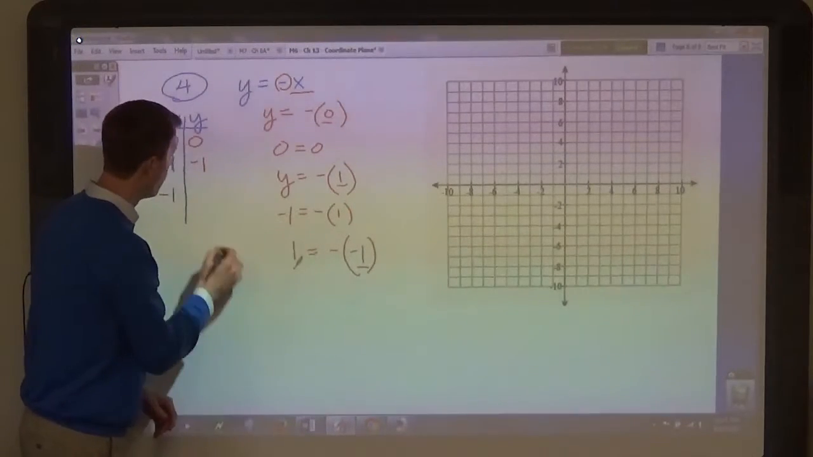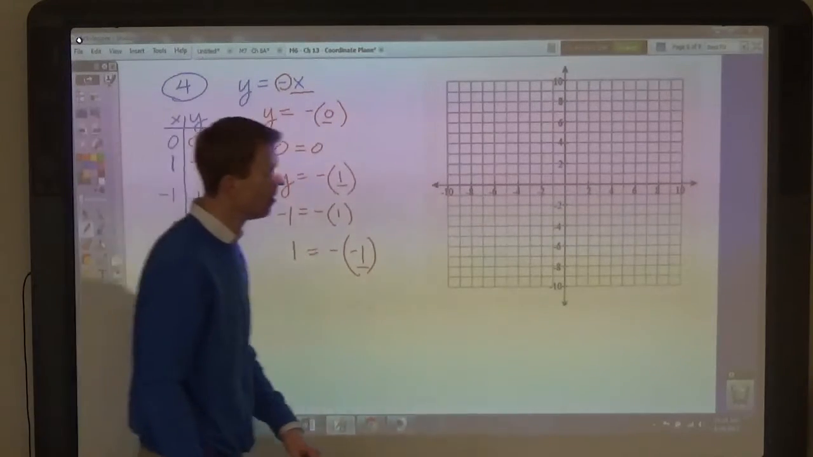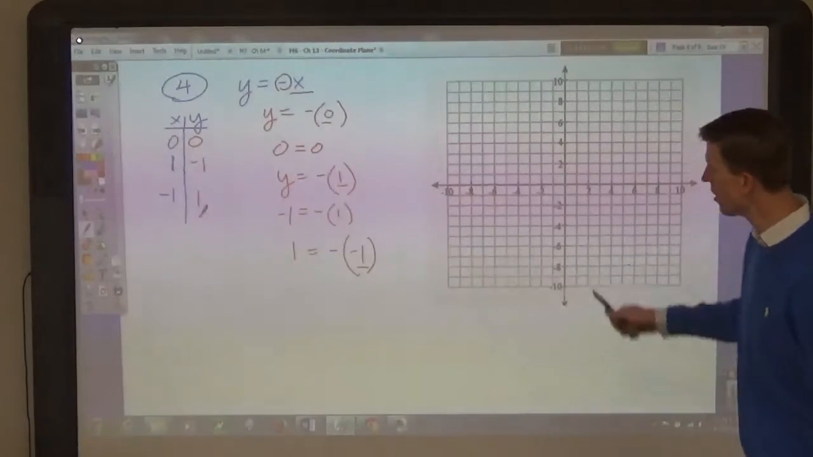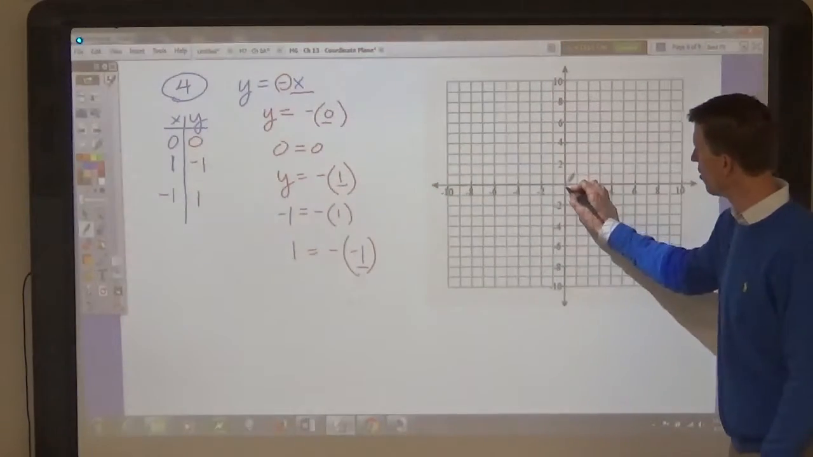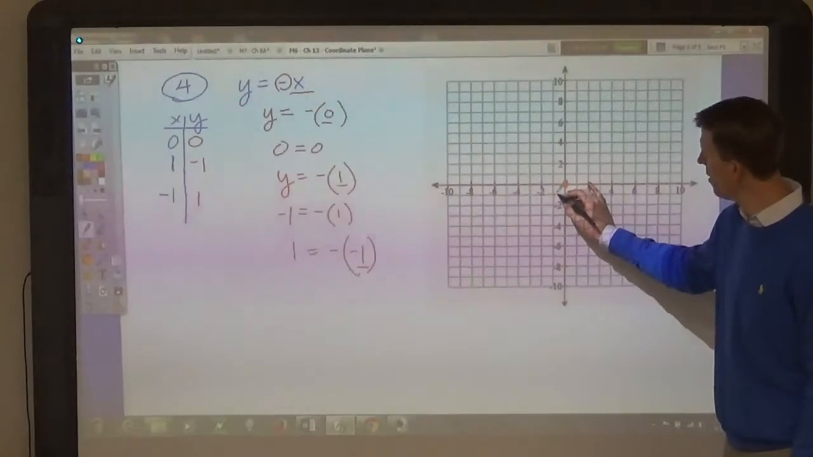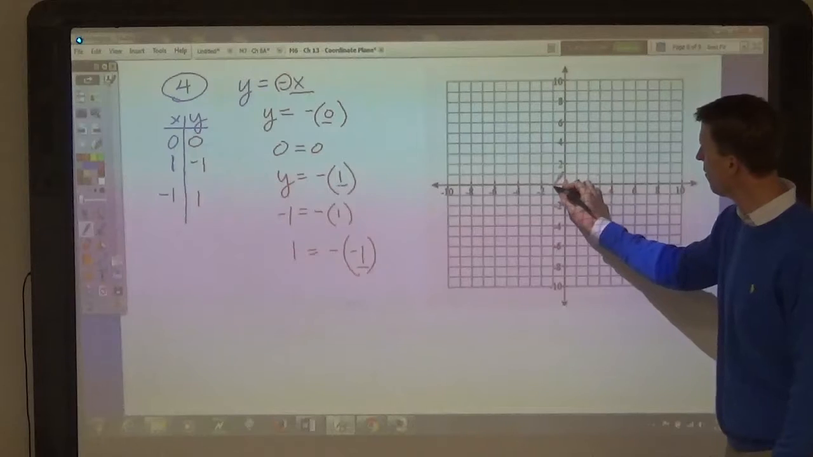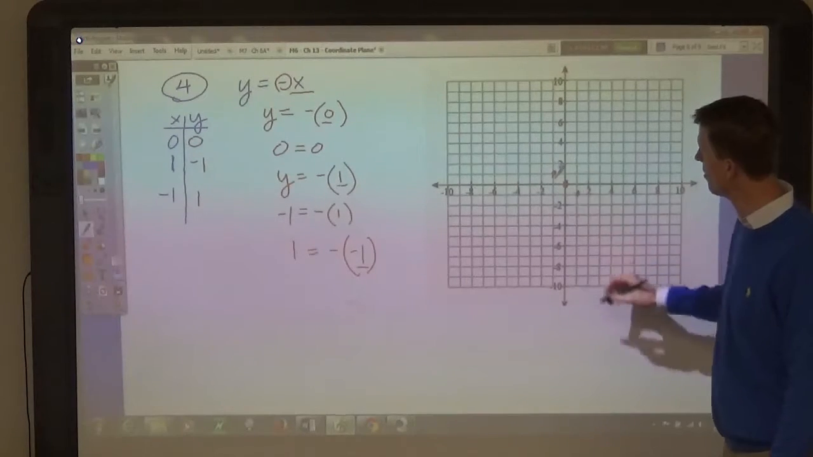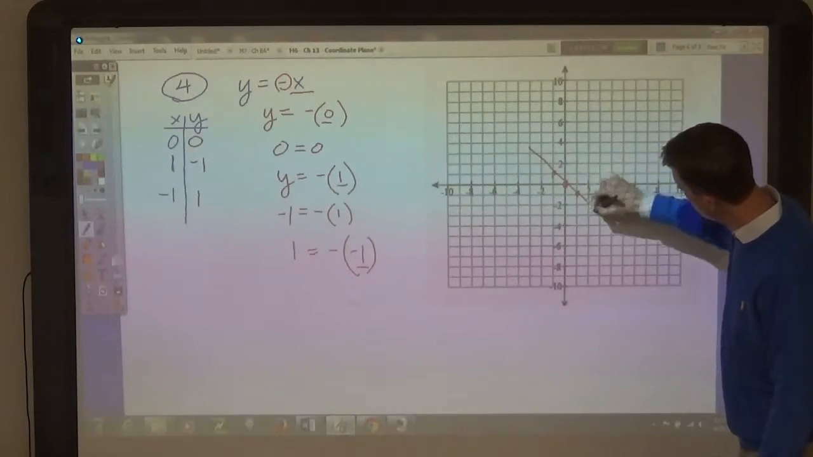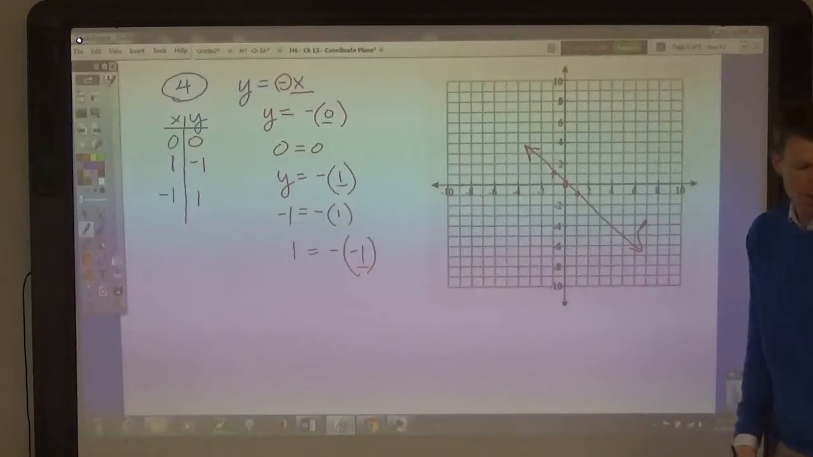So this is positive 1. Now, let's graph these numbers. 0, 0; 1, negative 1, so to the right 1, down 1; and negative 1, 1. So this line goes down and to the right.